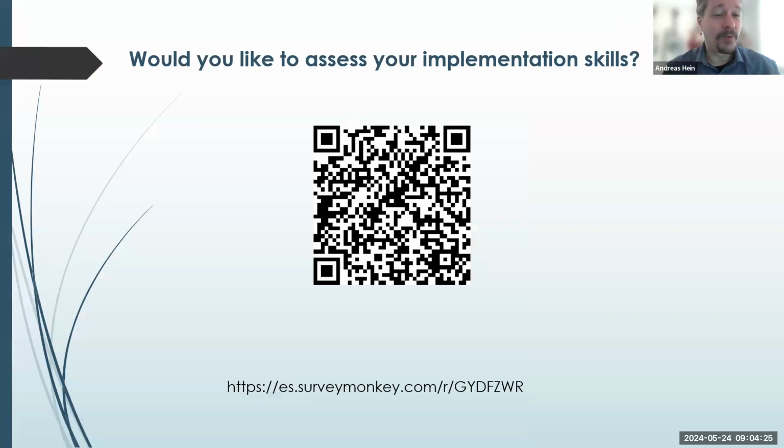And for my own research purposes, if you would be interested in self-assessing your own implementation skills, you can scan this QR, or I can share the link, and you can do the survey, and I hope it helps you reflect. And if you would like feedback on your implementation skills profile, you can send me an email or let me know in the survey, and within one or two weeks, I will send you back your own self-assessment profile and how it compares to the sample I've accumulated so far.